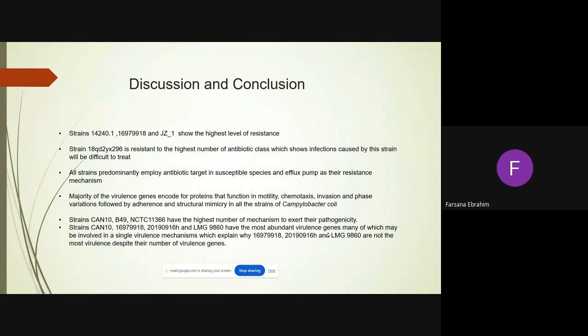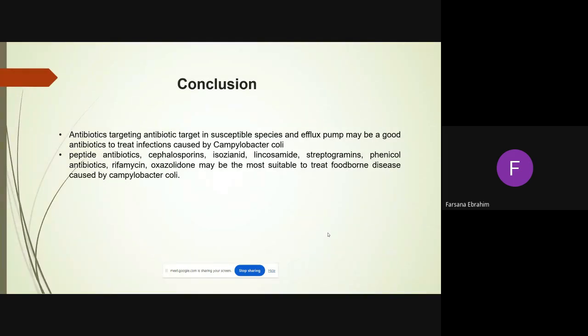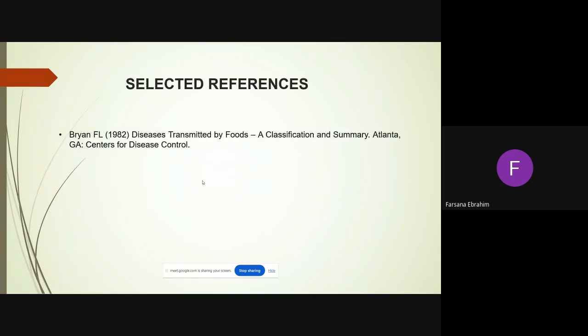virulence mechanism. And the conclusion here is that antibiotic targeting in susceptible species and efflux pump may be a good antibiotic target to treat infections caused by Campylobacter coli. Peptide antibiotic, cephalosporin, isocyanide, lincosamide, streptogramin, phenicol antibiotic, rifamycin, oxazolidine may be the most suitable to treat foodborne disease caused by Campylobacter coli. Here are the references.